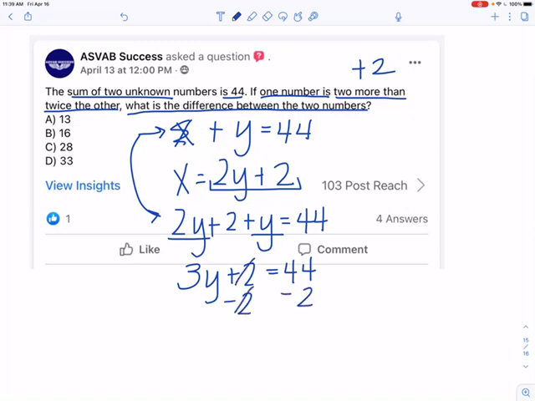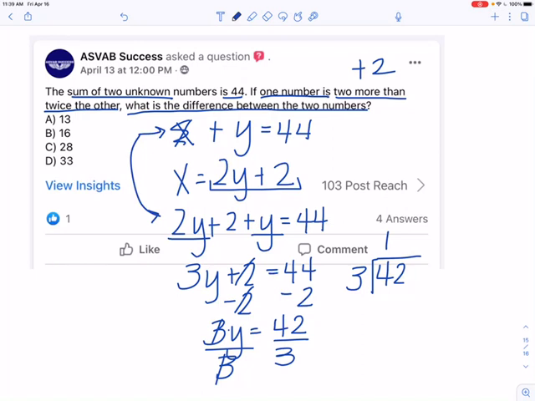And the reason I do that is because I want to get the variable alone on one side of the equation. This 3 is multiplied, so I do the opposite. I divide by 3. 42 divided by 3. 3 goes into 4 one time. 3 goes into 12 4 times. So y equals 14. Okay?